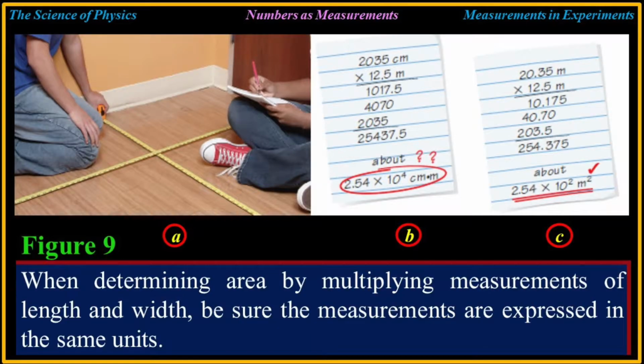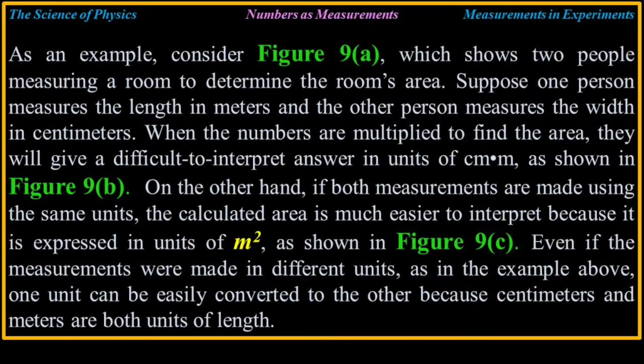Figure 9. When determining area by multiplying measurements of length and width, be sure the measurements are expressed in the same units. As an example, consider figure 9a, which shows 2 people measuring a room to determine the room's area. Suppose one person measures the length in meters and the other person measures the width in centimeters. When the numbers are multiplied to find the area, they will give a difficult to interpret answer in units of centimeter meter, as shown in figure 9b.